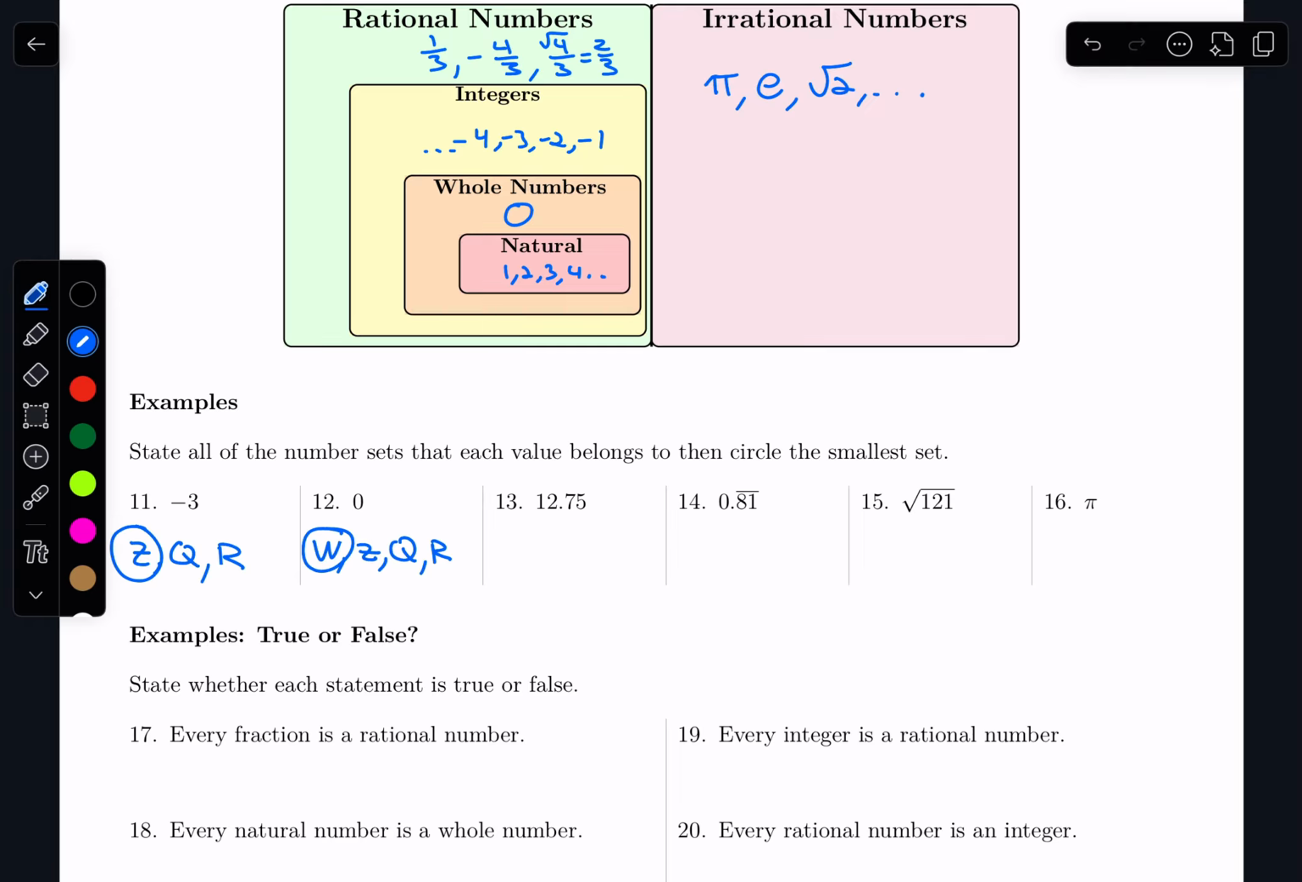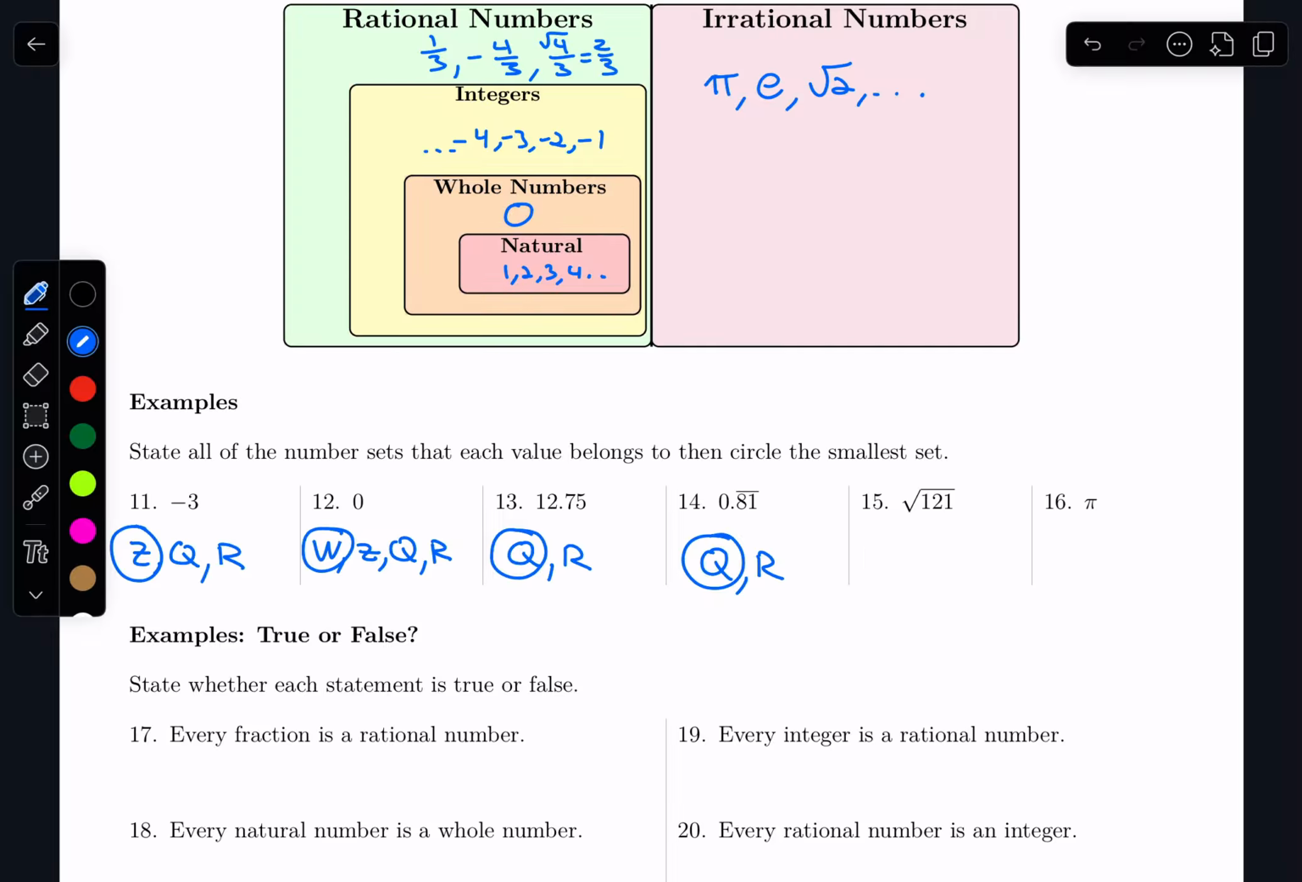Number 13, we have 12.75. That is not an integer, but it is terminating. And so this is going to be a rational number, which makes it automatically a real number, but the smaller of those is the rational. 14 is 0.81 with a bar over the 81. That is also a rational number because it repeats, which makes it a real number, but rational is the smallest.